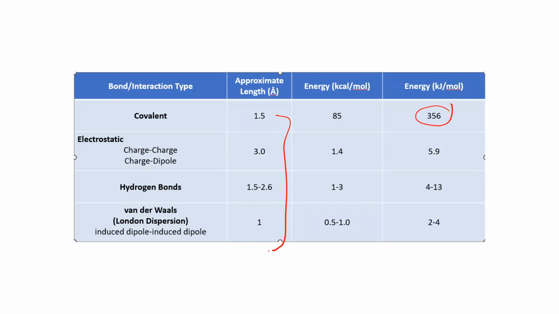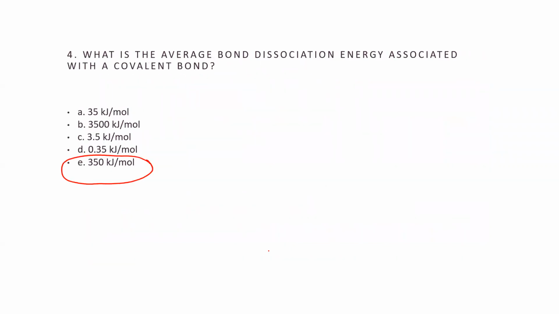The key way I like to memorize these is that covalent is my strongest, so it's going to be the biggest order of magnitude. And so it's 350. Yeah, 3,500, this would be something like an actual molecule with lots of chains and stuff.